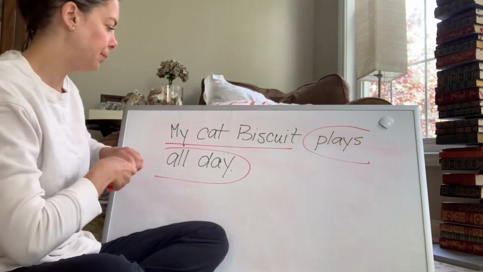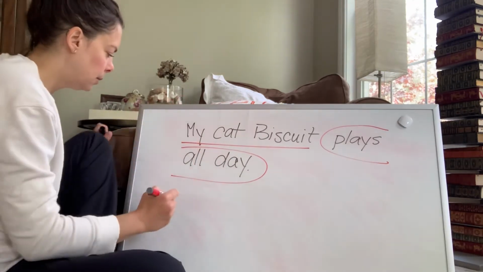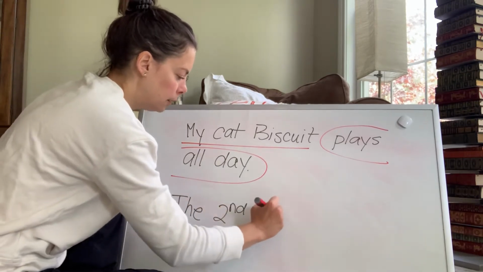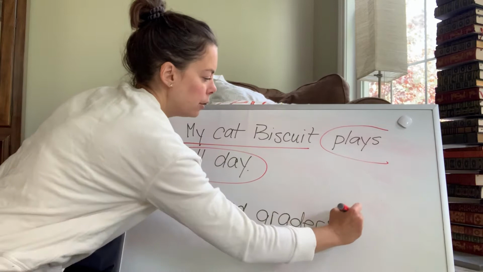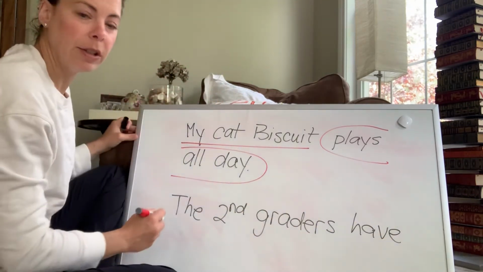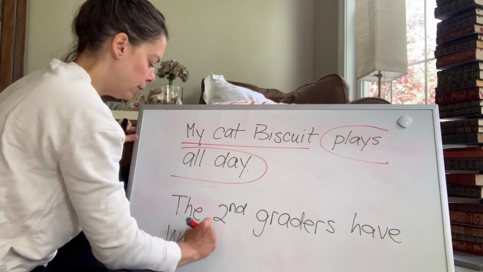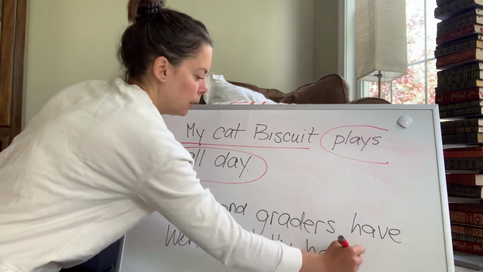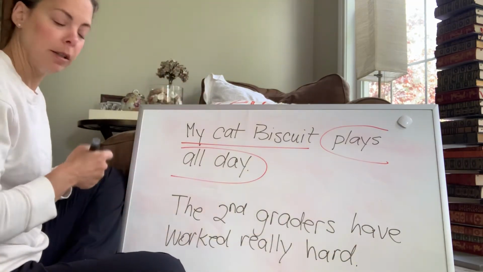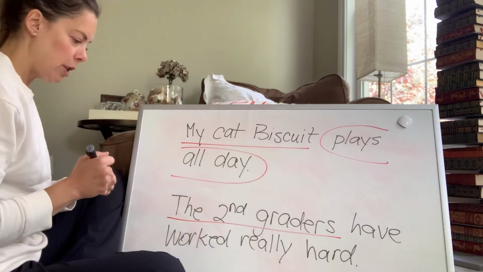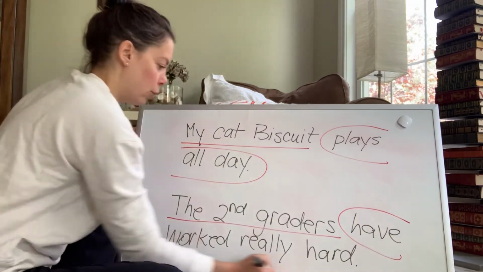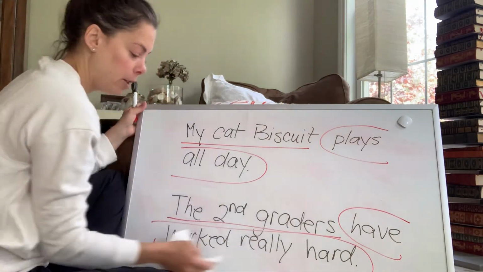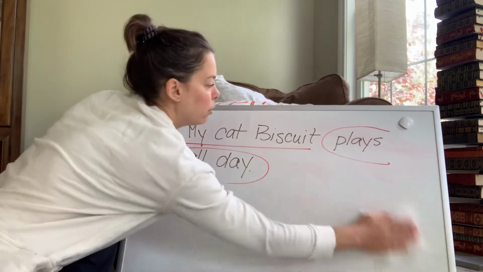Let's do another one. The second graders have, can you still see it? Yep. Worked really hard. Sorry for my messy writing. Okay, so who is in my sentence? The second graders. And what did they do? They have worked really hard. So subject, predicate. Now let's look at some where we're using the pronouns, because that's what we'll be doing this week.